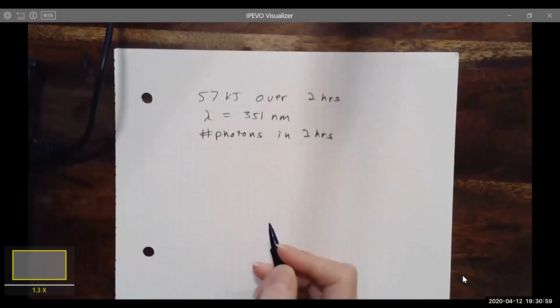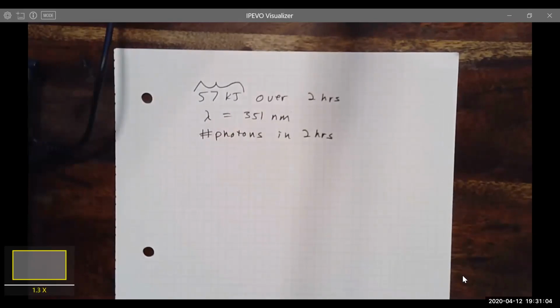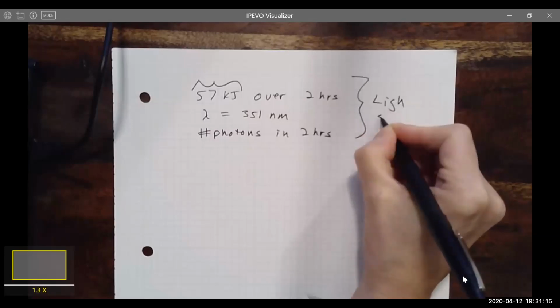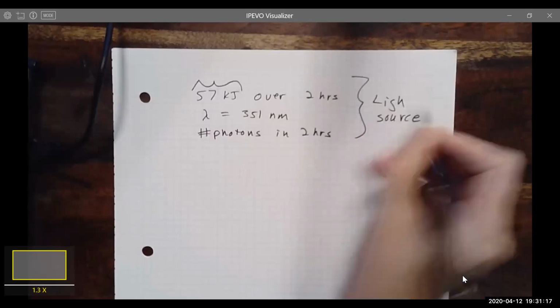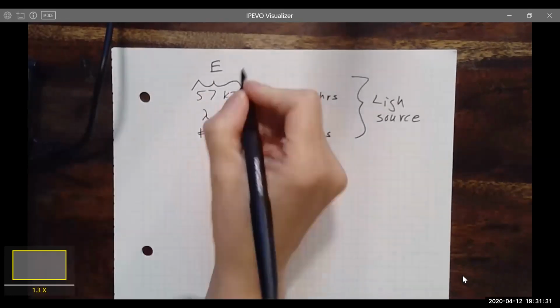So 57 kilojoules is an energy, and that's not the energy of one photon. The energy of one photon is always a really tiny, tiny number. This is all from a light source. It doesn't tell us what type, but 351 nanometers is ultraviolet, so it must be some sort of ultraviolet light. And this 57 kilojoules is energy, so that's the total energy being released.